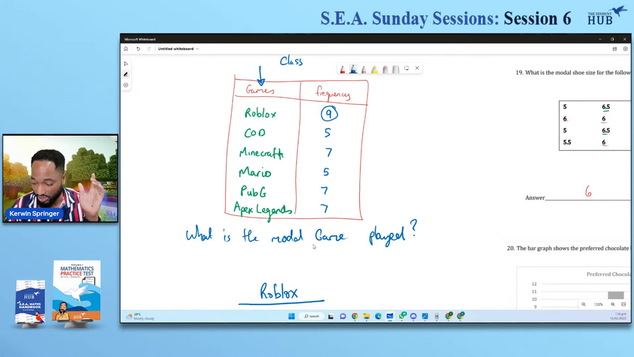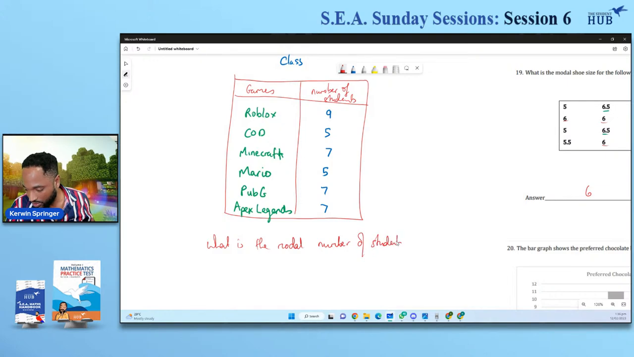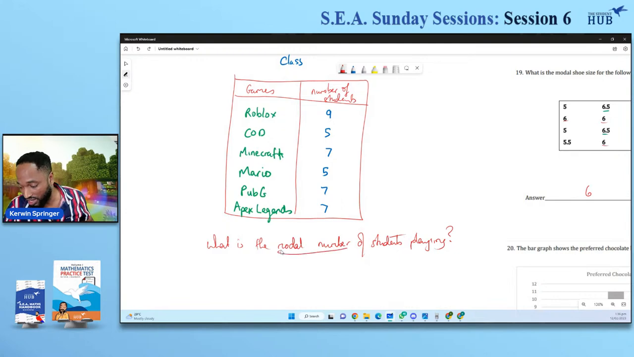So that's one. Now, you notice how the question is phrased. They're speaking specifically to this side of the table. What is the modal game played? And you need to watch the highest frequency. Sometimes they don't have the word frequency here, and they will phrase the question like this. So what did I erase? A five. And they may have students or number of students, which means frequency as well. And then they will say, what is the modal number of students playing, or something like that, right? This question is speaking to this side of the table. So now you need to go and see what's the modal number of students.